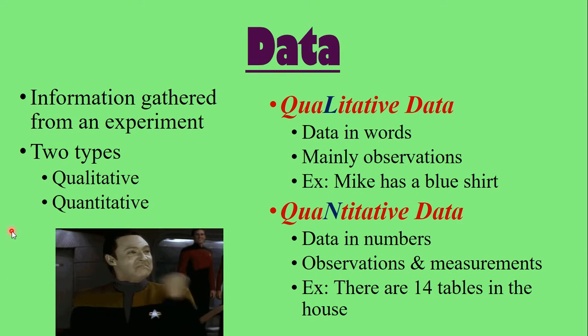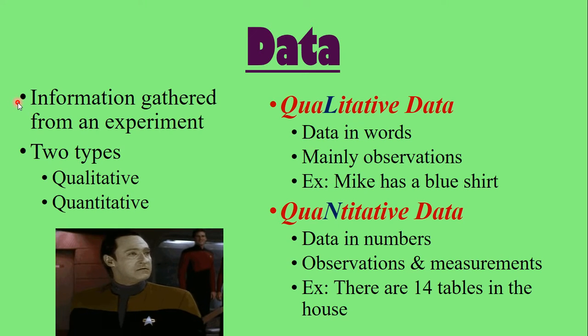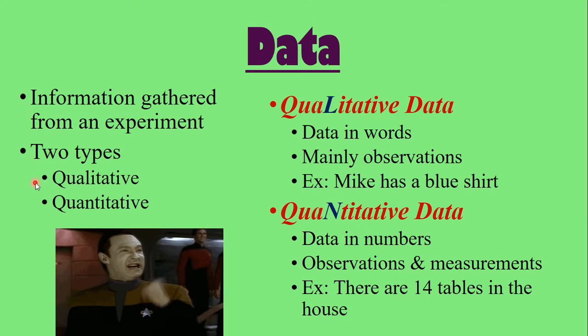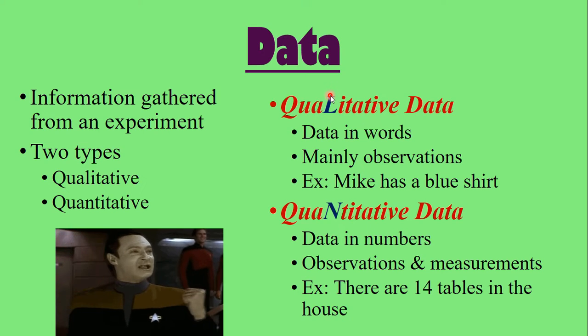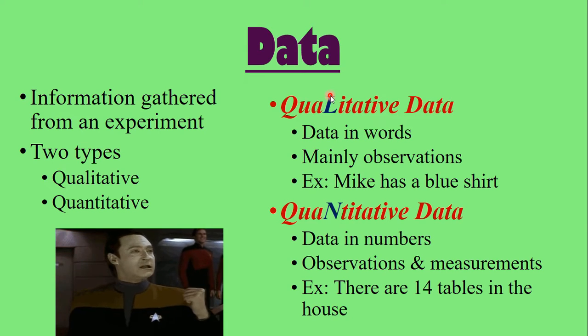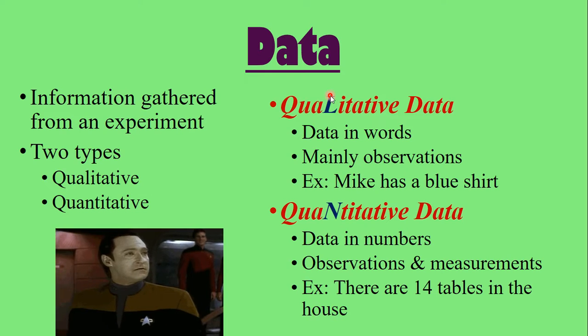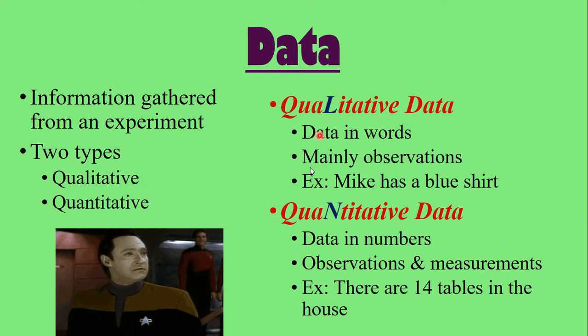Data. Data is information gathered from an experiment. And there's really two types or two classifications of data: either qualitative data or quantitative data. Qualitative data, I like to remember that there's an L in this type of data. This is data in words. These are mainly observations. Stuff like Mike has a blue shirt, the table is short. Using your language skills is qualitative data.